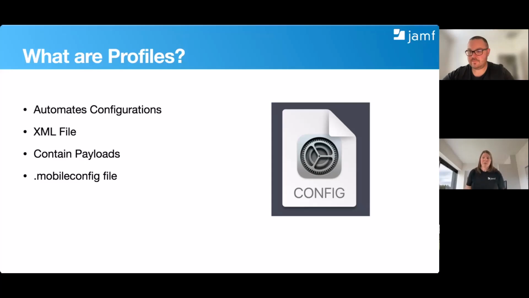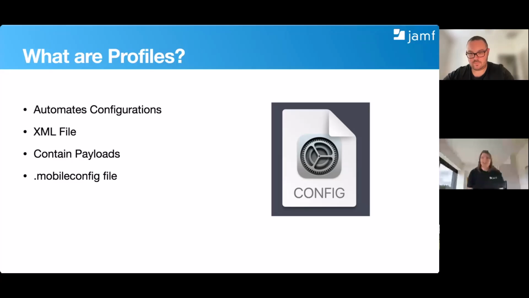At the basic part of them, they are an XML file. They contain a payload name and payload keys and options. They often have the file extension of .mobileconfig or a plist file, as they might be known on macOS as well.